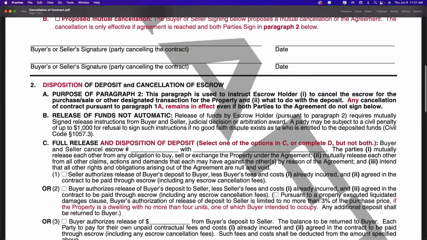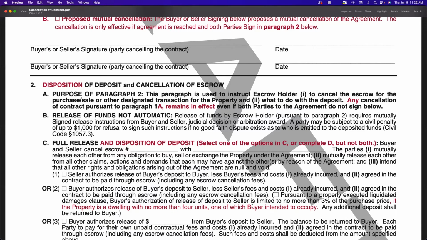Now we get down to paragraph 2. Paragraph 2 is the cancellation of the escrow and the disposition of the deposit. Okay, so it even says here in bold, "Purpose of paragraph 2. This paragraph is used to instruct escrow holder to cancel the escrow for the purchase or sale of other designated transaction for the property and what to do with the deposit. Any cancellation of contract pursuant to paragraph 1A remains in effect even if both parties to the agreement do not sign below."